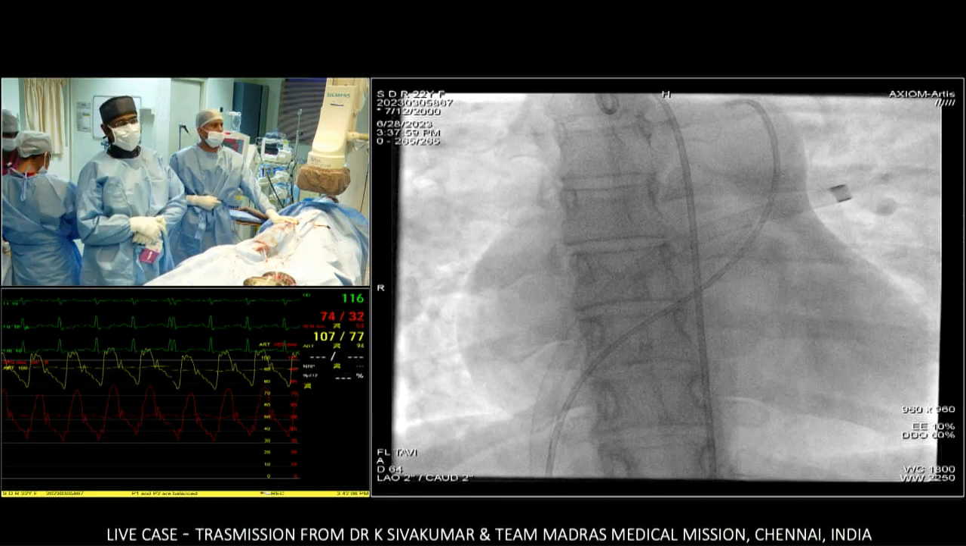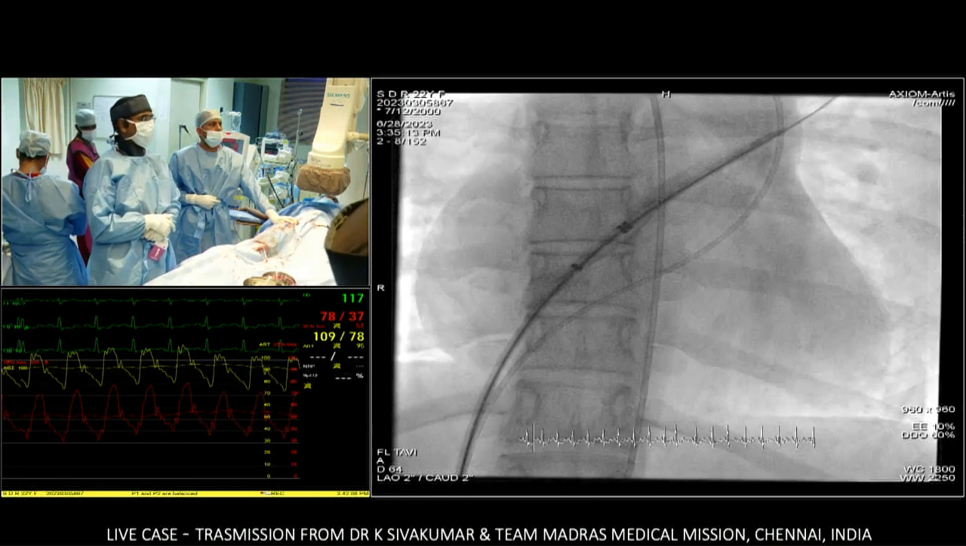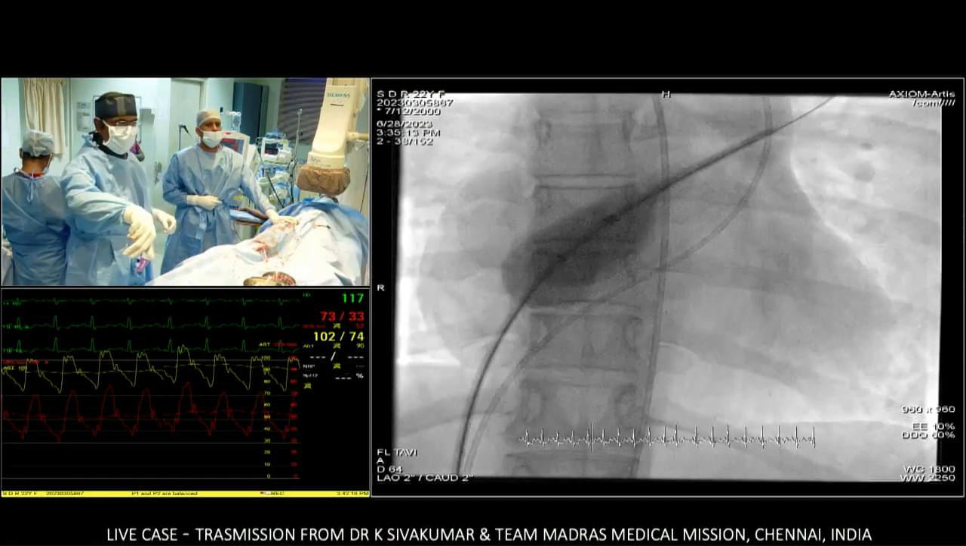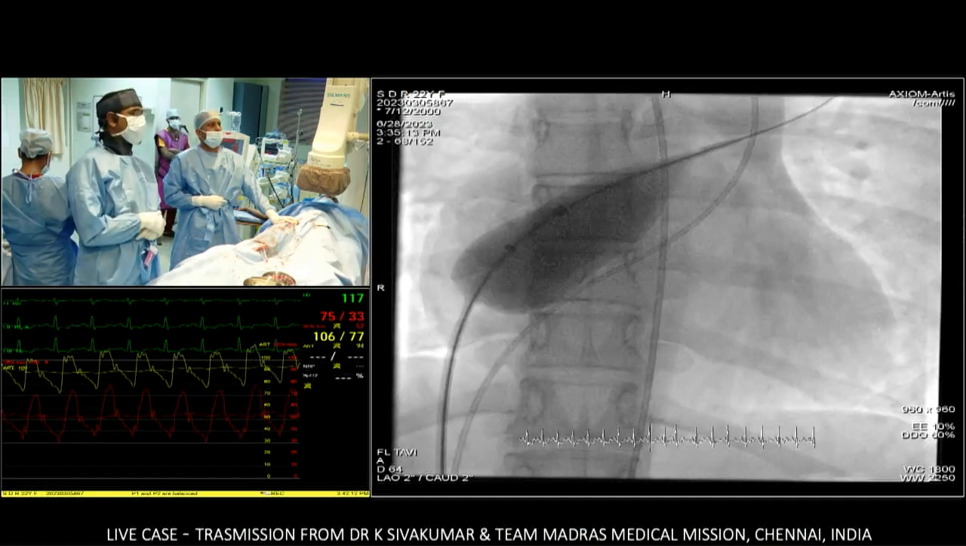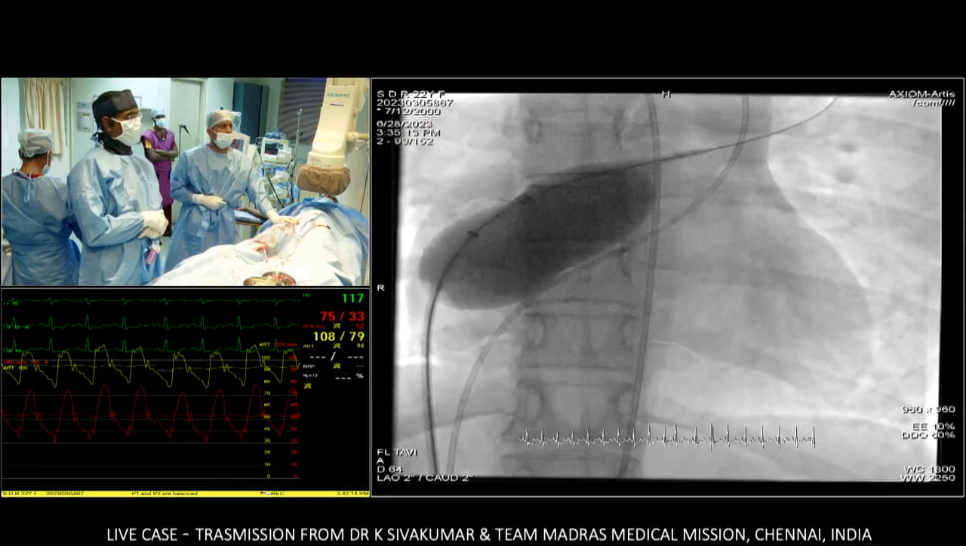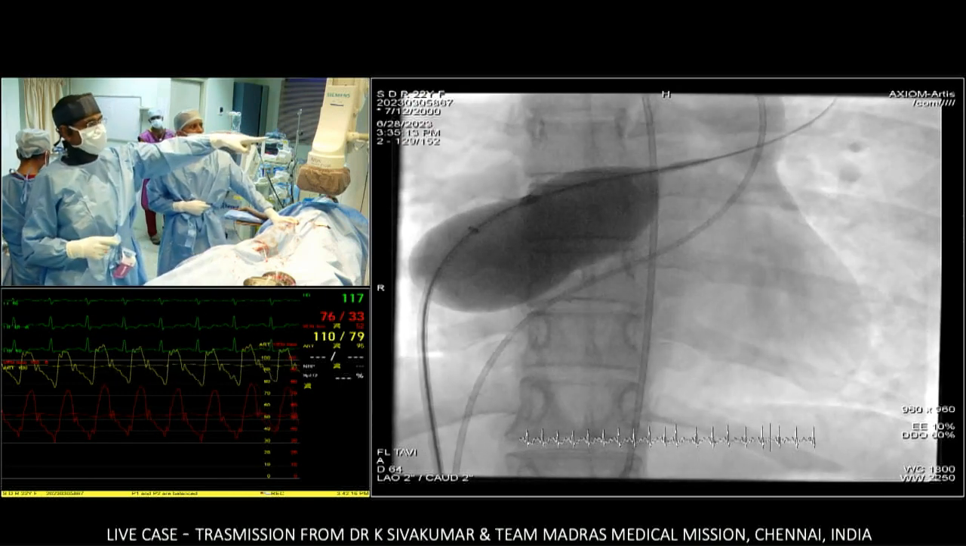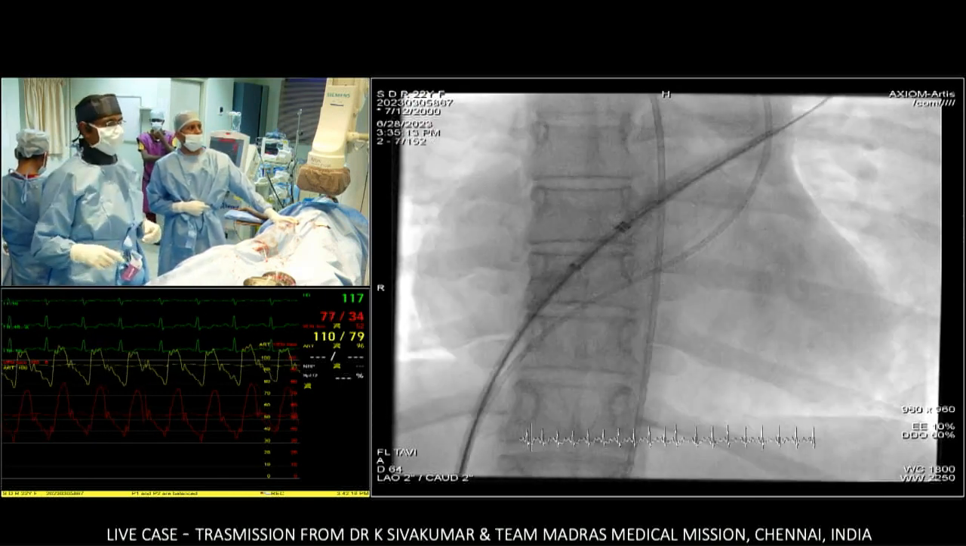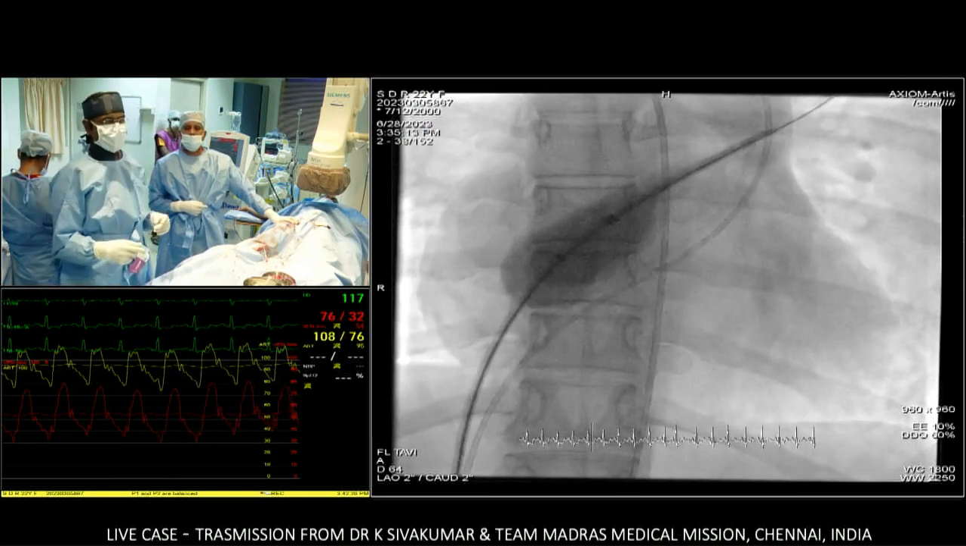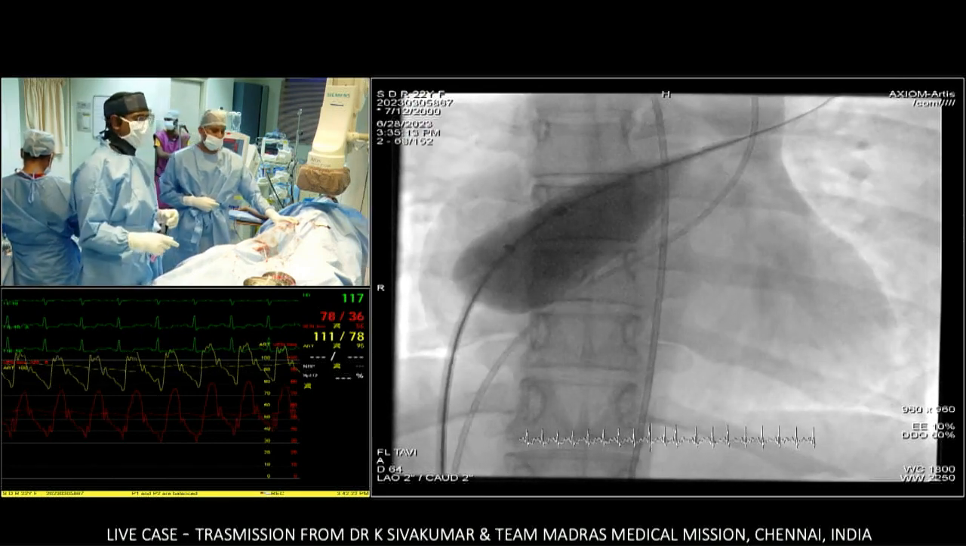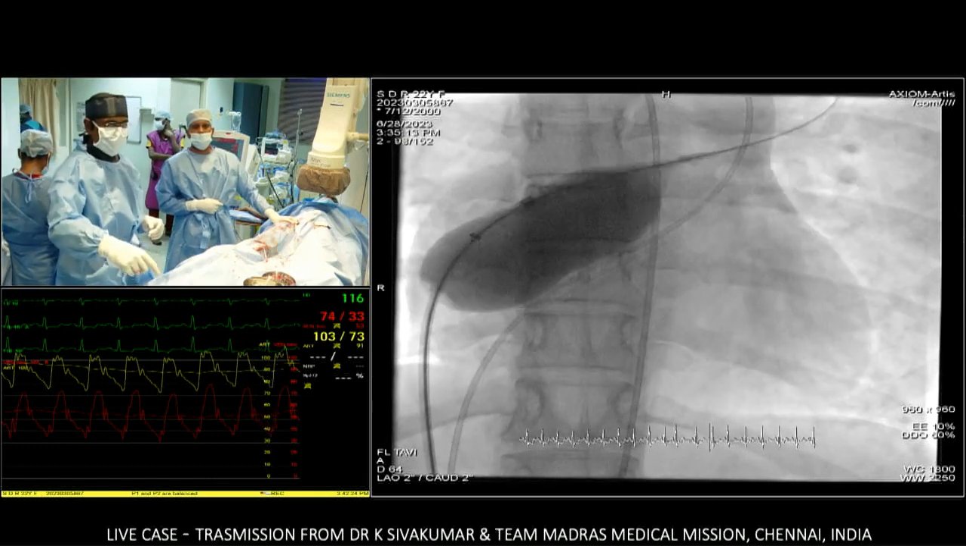Can you show that balloon inflation? Yeah, I think now you showed us it was 26 by 30. Somebody can measure this waist. This is 15 millimeter. Can somebody measure? I will try to get it while I'm showing you the device. Somebody will make a measurement.